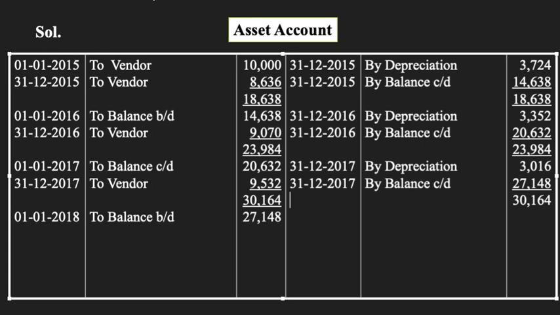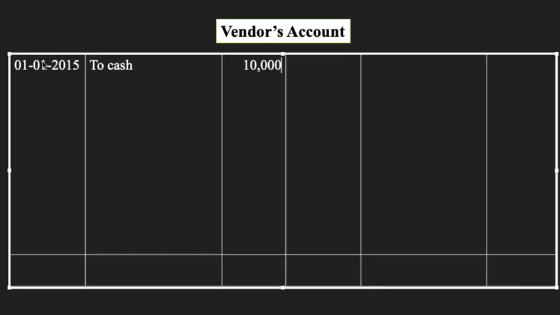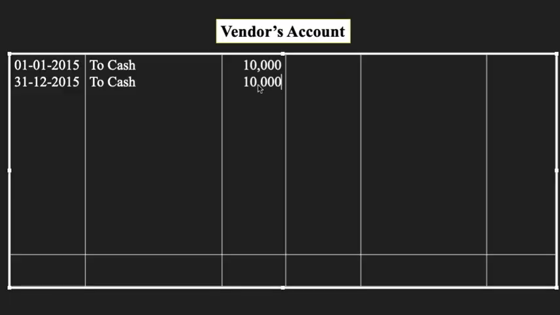Now we are going to the next account, that is vendors account. Fine. Now we have here this vendors account to cash account. This is 10,000. So in vendors account we are going to take to cash 10,000 rupees. On 1st of Jan 2015 to cash 10,000 rupees. And then we have here vendors account debit cash account, 10,000. So we are going to take on 31st 12 2015 to cash 10,000 rupees again.